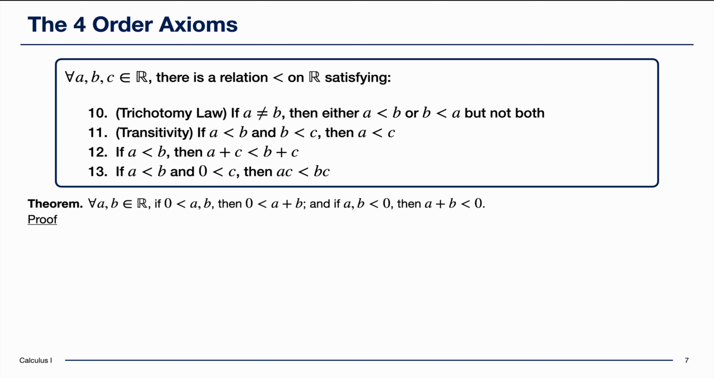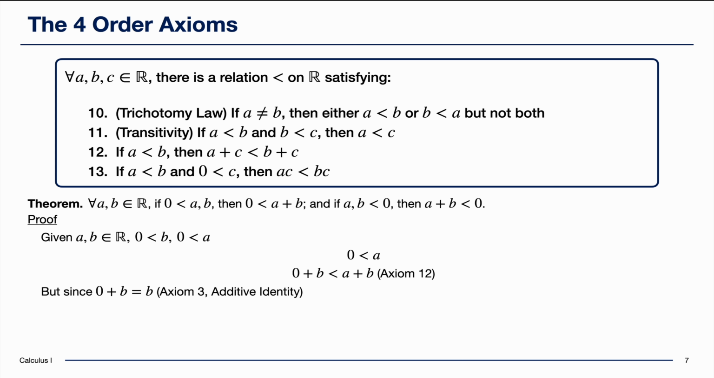Here's the proof for this theorem. First, let's start with our givens. We're given that a and b are a part of the real numbers, and 0 is less than b, and 0 is less than a. So let's start with 0 is less than a. We can add b to both sides of the inequality, and we will get that 0 plus b is less than a plus b, and we can cite axiom 12.